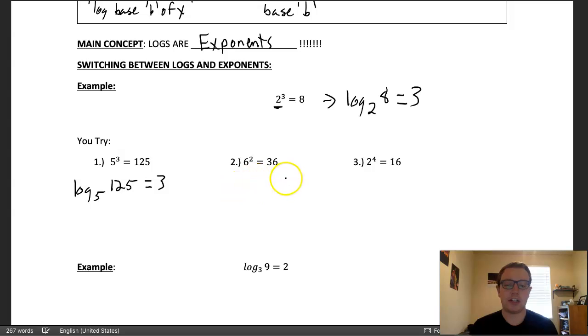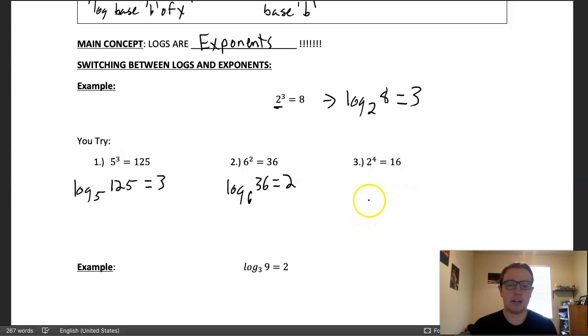Okay. What about 6 squared is equal to 36? Our 6 becomes our base, because it's the base of our exponent. And we have log base 6 of 36, the number on the right-hand side, is equal to our exponent. Remember, your equal will always be your exponent. Logarithm equals the power.